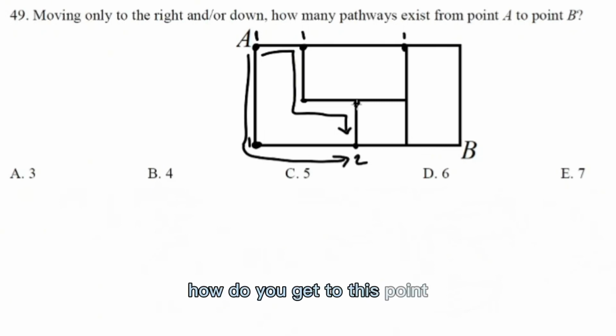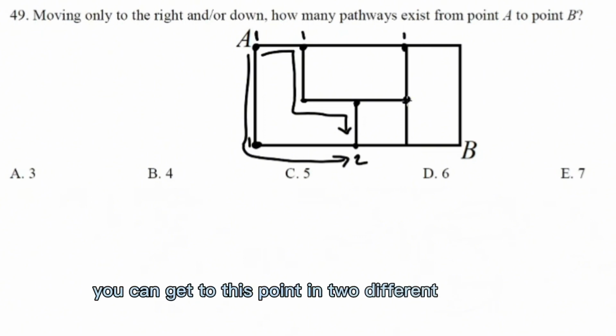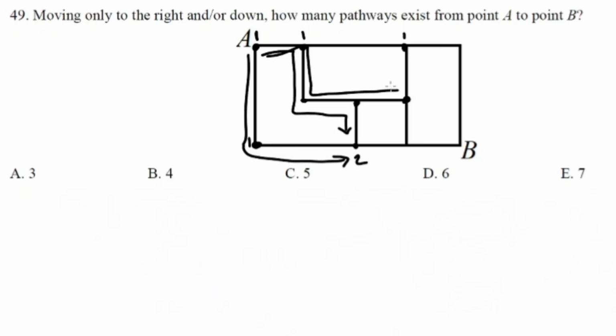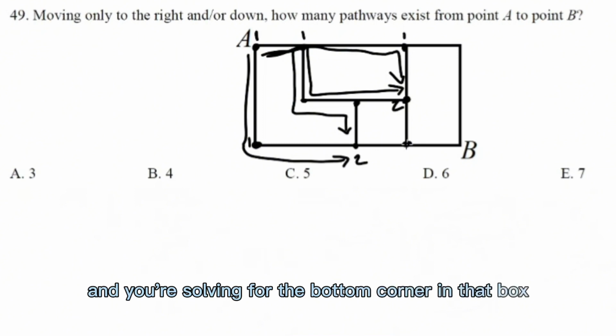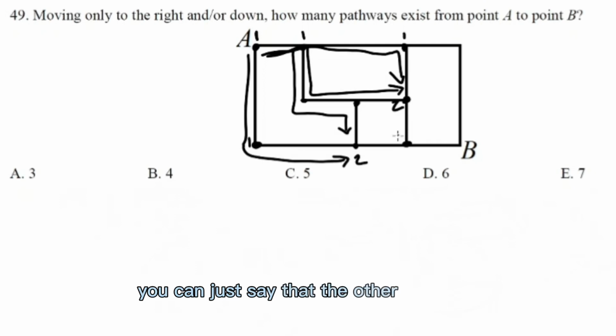How do you get to this point? Well, this is not in the bottom right, meaning we don't need this point. So we don't need to know it here. However, we do need to know how to get to this point. You can get to this point in 2 different ways, so we can write 2 here. Now, when you have a box like this and you're solving for the bottom corner in that box, and you know what the other 2 corners are, you can just say that the other corner is those 2 added. So this is 4.